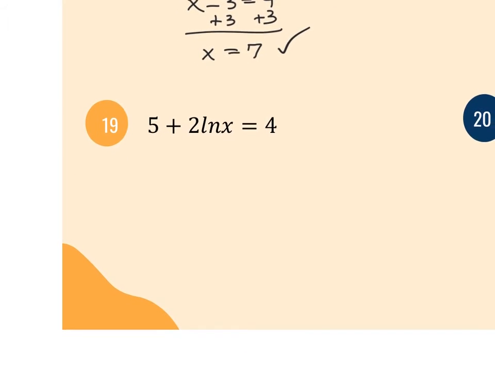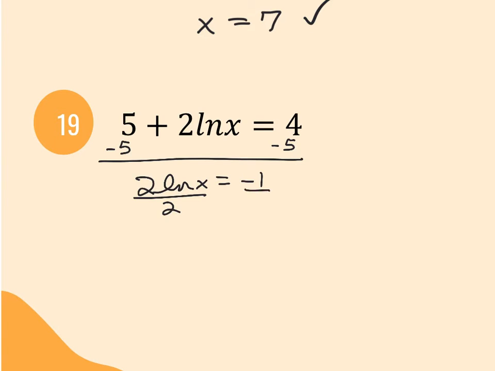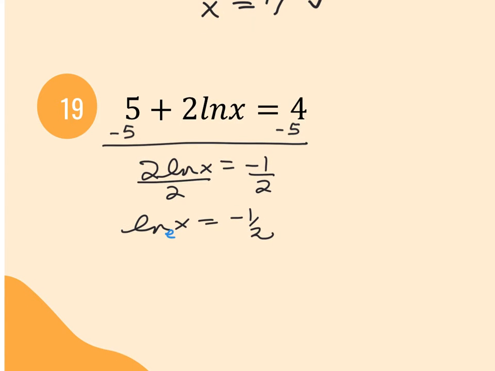Number 19. Again, we need to get this where the ln x is all by itself. So let's go ahead and subtract the 5. And we get 2 ln x equals -1. Divide by 2. ln x equals -1/2. And now I'll turn it into exponential form. Remember, the natural log has this assumed base e. So I'm going to put it into exponential, and it's going to become e to the -1/2 power equals x.